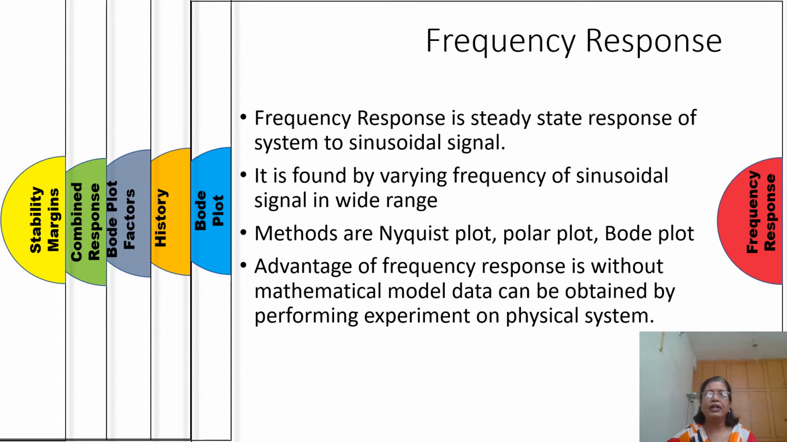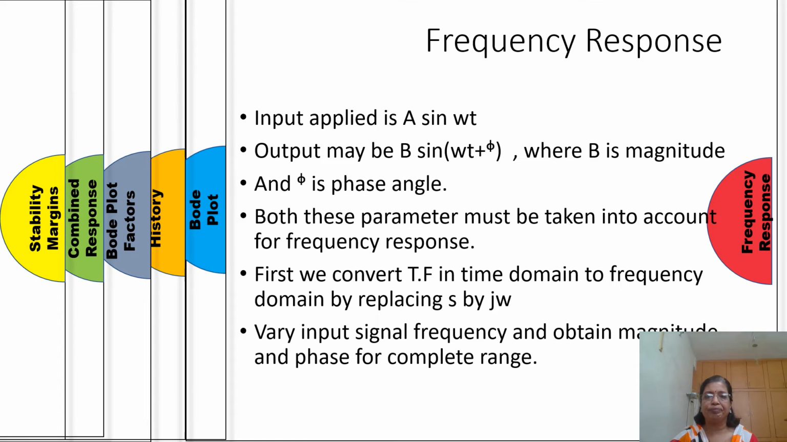The major advantage of frequency response is that without knowing the mathematical model, we can obtain the data of the system just by applying a sinusoidally variable frequency input to the system and obtaining the response, that is output, in terms of its magnitude as well as phase. Then we can draw different plots and have a look into the system without knowing its mathematical model or the transfer function. Even for a black box, you can obtain such a response. So that becomes a major advantage of frequency response.